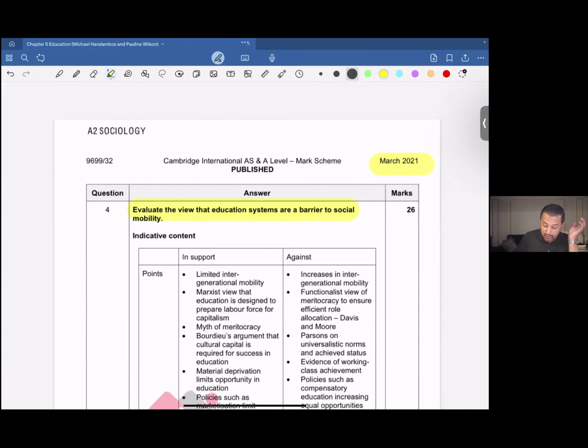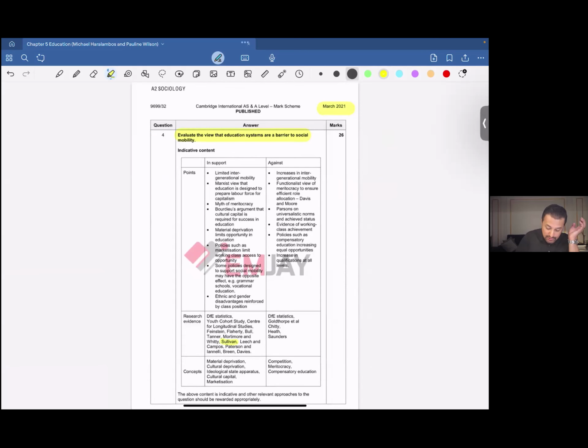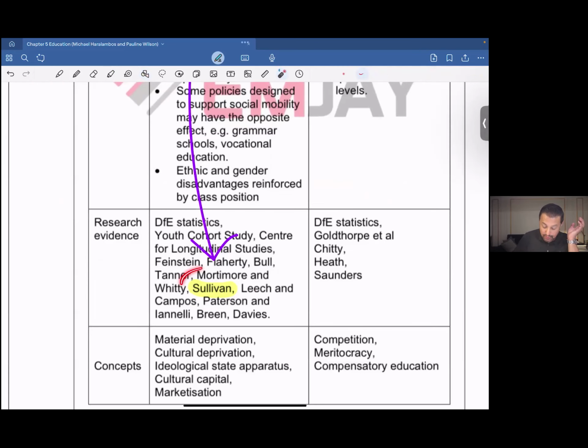Now, if you receive a question of this nature or this sort, remember when you're talking about the education system playing the role of a barrier, you could use this point against. I hope you're able to see this. This looks tiny over here, but you could use Sullivan's research in support of this argument.